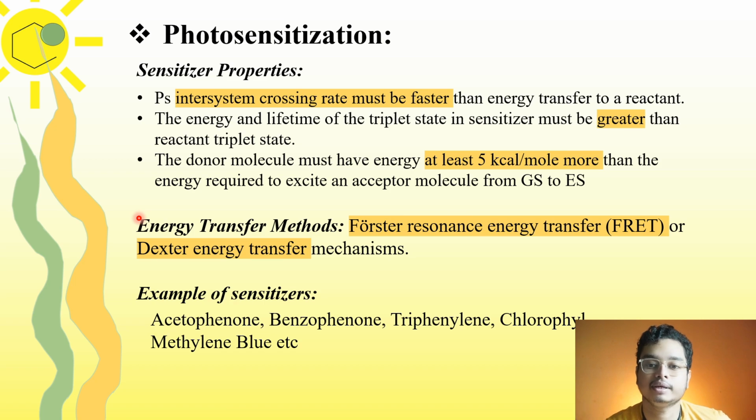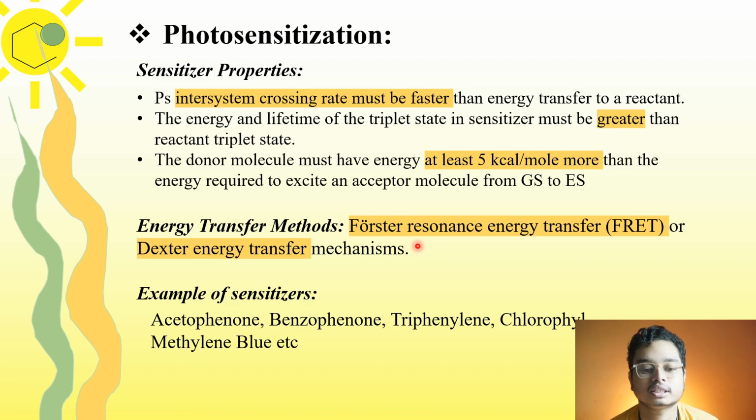Now there are different methods by which energy is transferred from the photosensitizer to a reactant molecule. The mechanisms are Förster resonance energy transfer, the FRET method, or the Dexter energy transfer mechanism. These are very high level methods. I learned this in my MSc, but fortunately or unfortunately I can't remember anything right now, and it is not required for the exam purpose either. Just the name is required, that the photosensitizer energy transfer is done by the FRET or Dexter energy transfer mechanism.